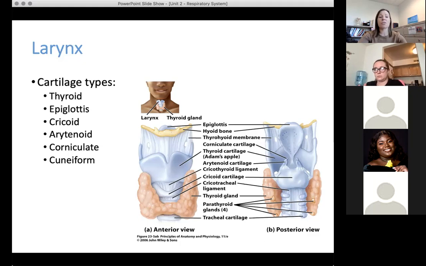That first one is called thyroid cartilage. And this is hyaline cartilage. So hyaline is a type of cartilage. I'll write it down here. You may or may not remember that from A&P 1. Hyaline cartilage is a type of cartilage that's a little bit flexible, but it also is pretty strong too. So it forms the front wall of the larynx.